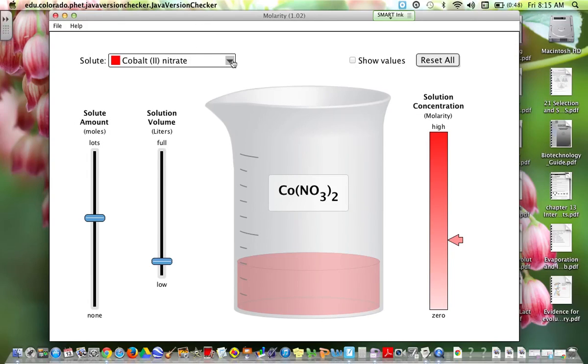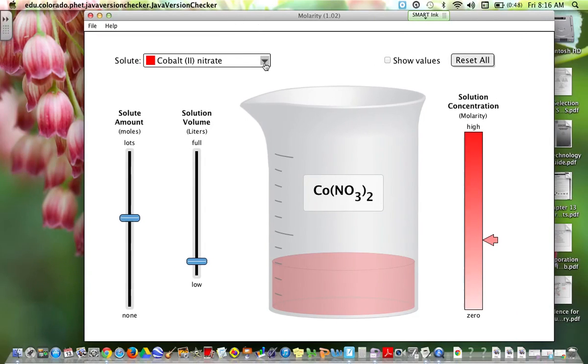So one of the things that I want to show you is, is there a way that we could add so much Kool-Aid that we could actually have Kool-Aid start to pile up in the beaker? Yes. That's my dream.